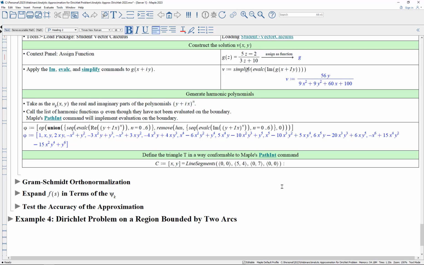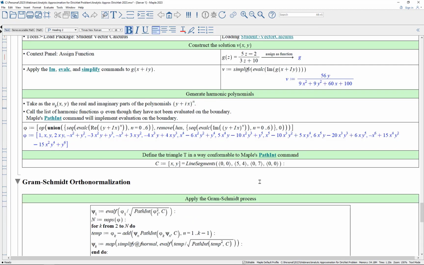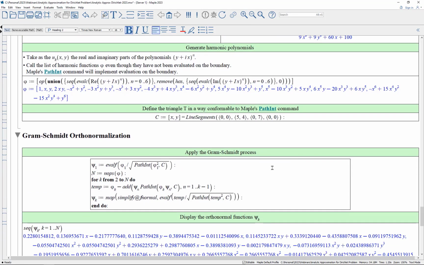The process is exactly the same as we've done before, and it's the fact that we can just implement these same steps in different circumstances that illustrates how powerful it is to have a tool like Maple. So the next step is to orthonormalize these phi functions, using the Gram-Schmidt process, just as we did before.